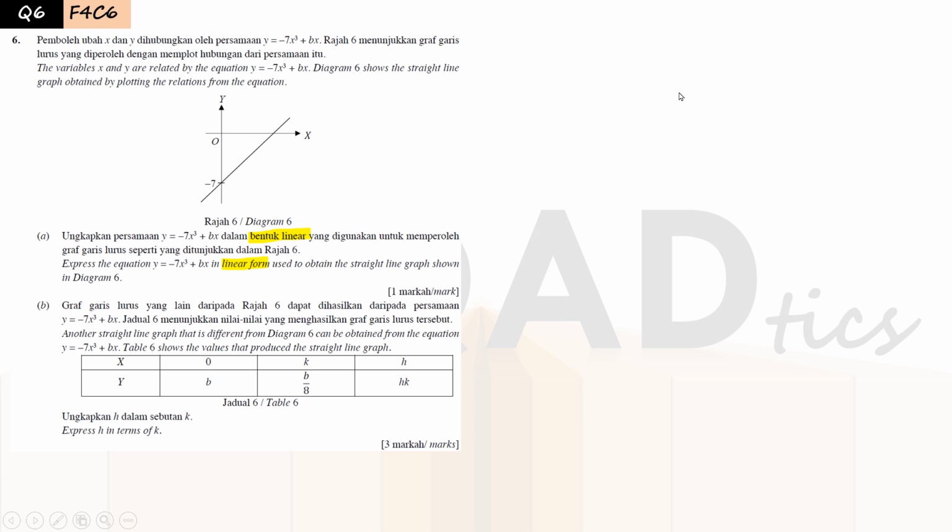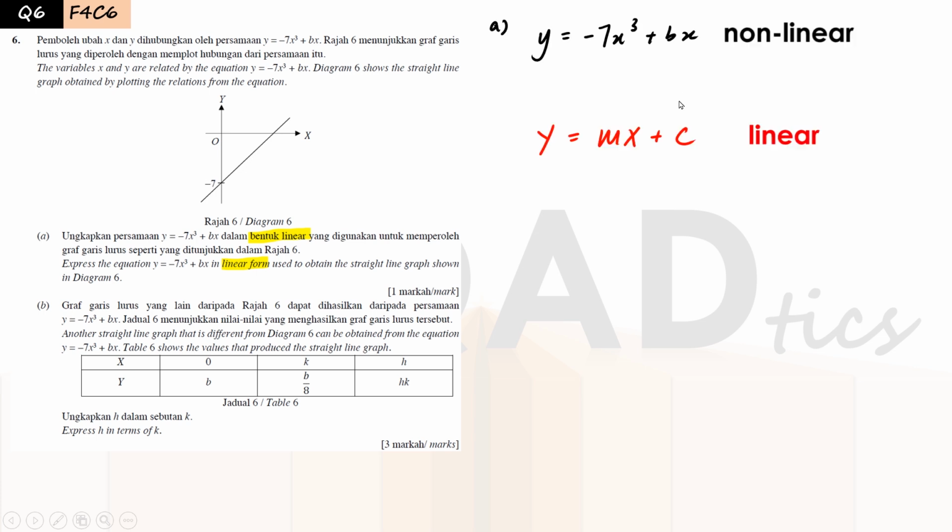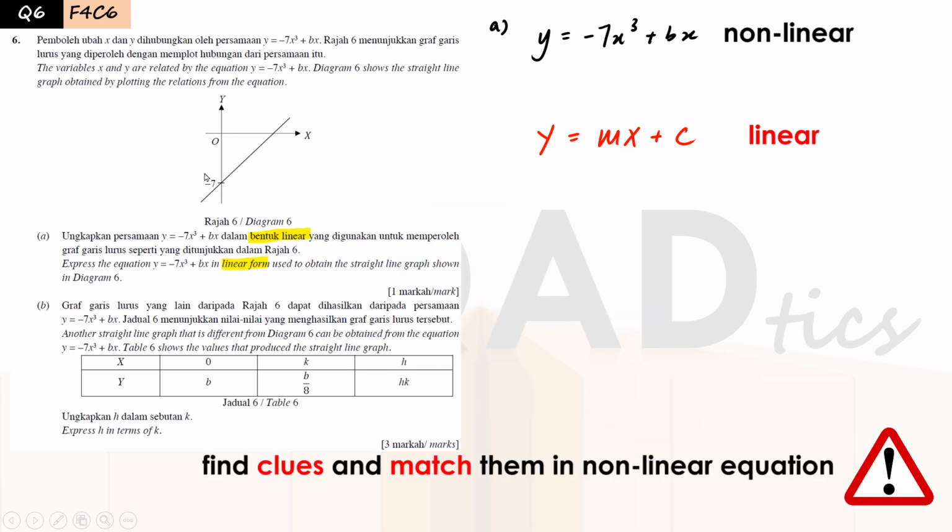Okay, so non-linear equation, change to the linear format using y equals mx plus c, and we need to find the clues inside this diagram. The only clue that we can find from this diagram is this -7 here, which is actually our y-intercept. And if we look at the non-linear equation, there is this -7 here. So this is actually our y-intercept.